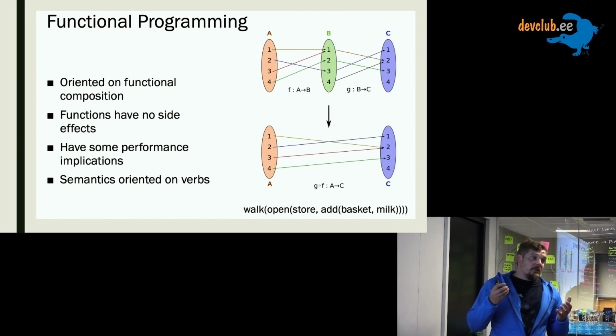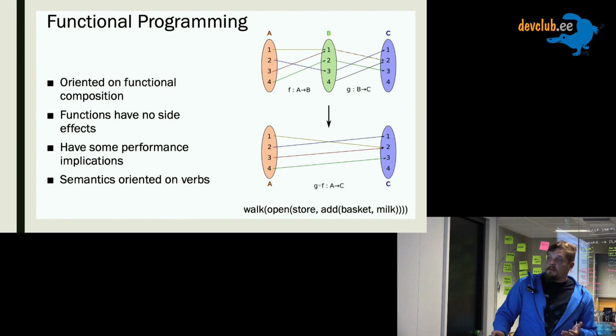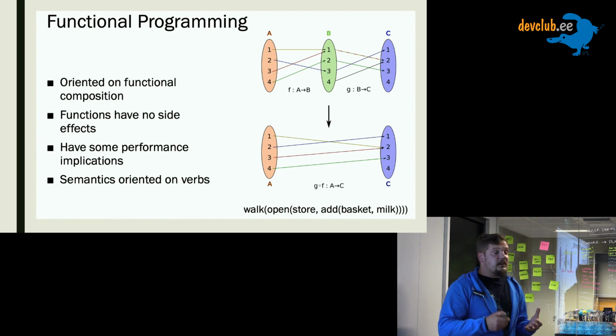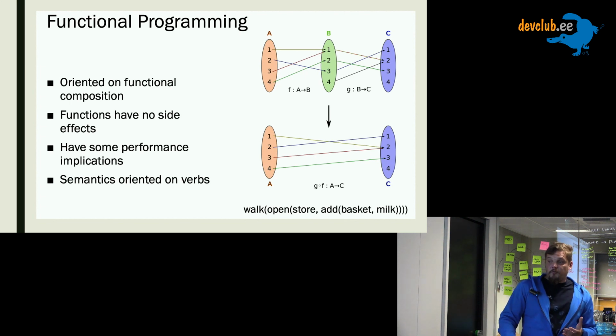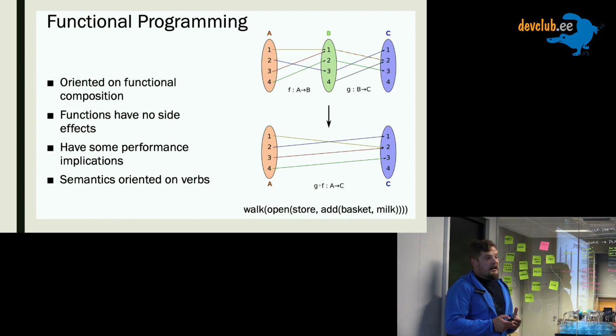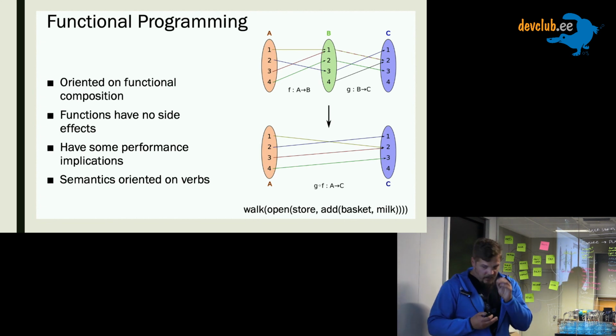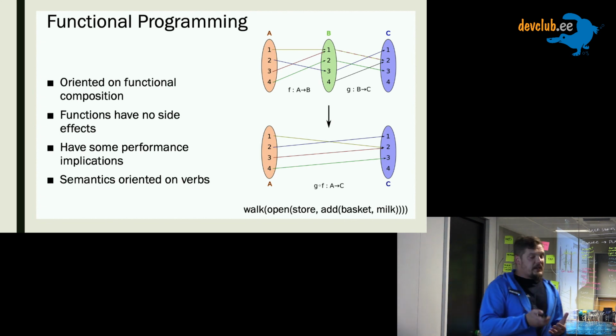And again, if you have no such side effects, you can compose all this into some higher-level functions. And here the semantics is more oriented on verbs. So you have some composition of walk, open, store, add the basket plus milk. And again, some of the execution paths are easier to model in this way.